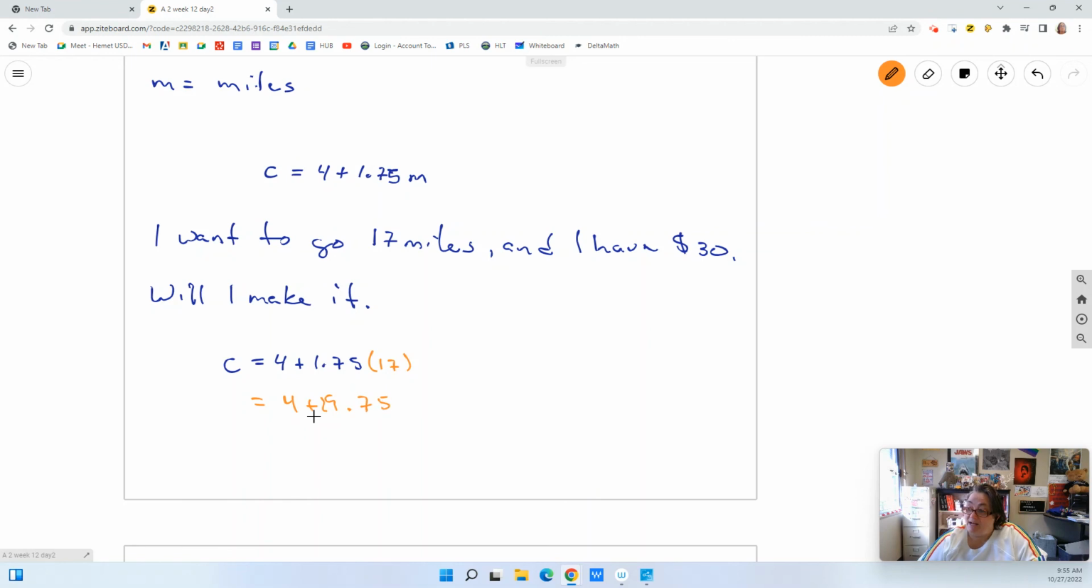29.75. So right away now, I know not going to make it, right? I got to look at that 29.75. This is going to be 33.75 when I add it together, and I can go, okay, I don't have enough money to go 17 miles, right? So my answer would be no. All your problems are going to kind of be like this. You're going to be given these two variables, and you're going to want to think about how you're going to pull these pieces out.